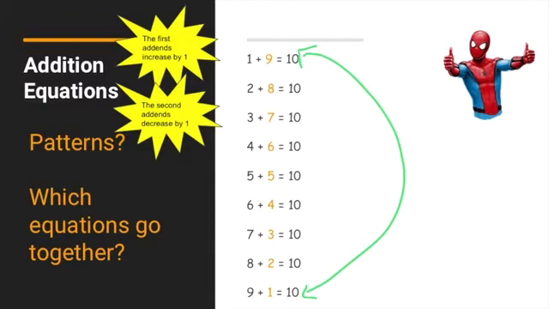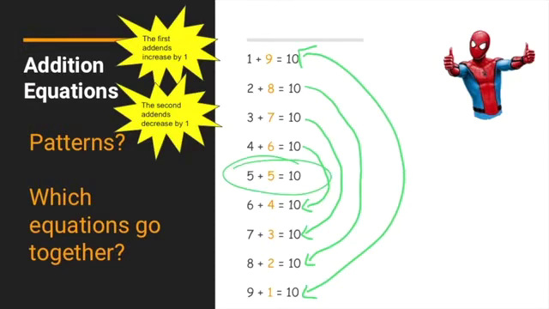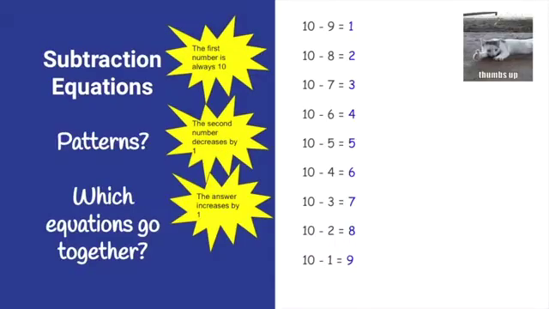What else do you guys see? Well, I see these 2 plus 8 and 8 plus 2 go together to make 10. 3 plus 7 and 7 plus 3 go together to make 10. 4 plus 6 and 6 plus 4 go together to make 10. And then we have 5 plus 5. I bet you guys found those patterns too. Let's go to the next one.